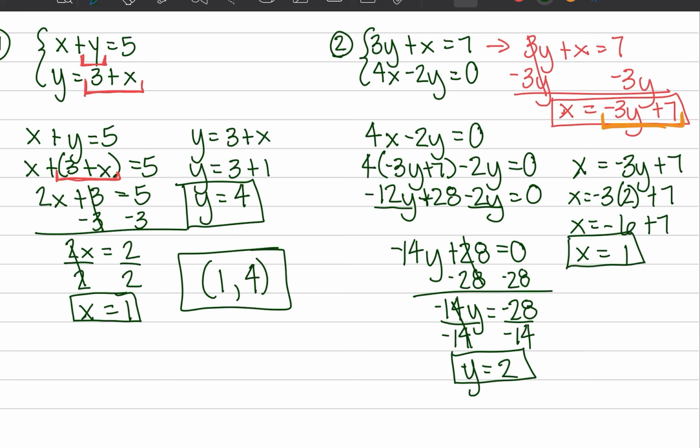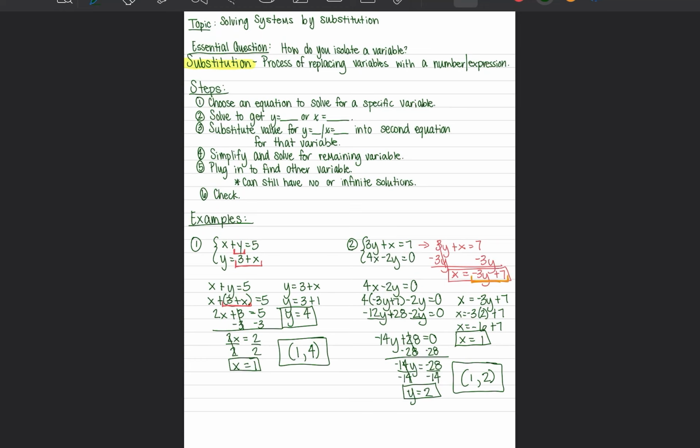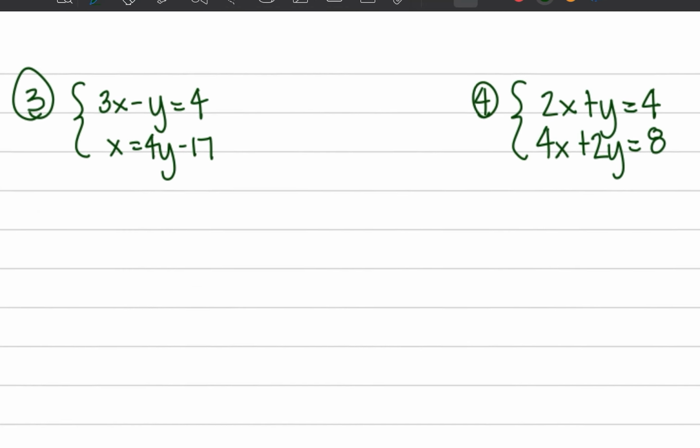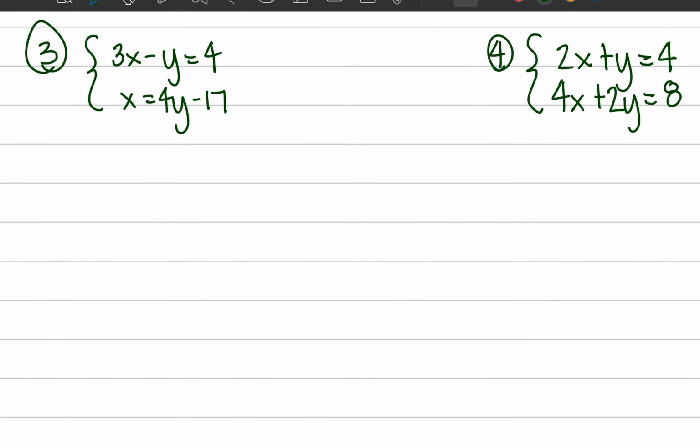So my x value for my ordered pair is 1, and my y value for my ordered pair is 2. So these two equations, if I graph them on a coordinate plane, cross at the ordered pair 1, 2. We're going to do 2 more examples. For that first example, we've already got a variable by itself.